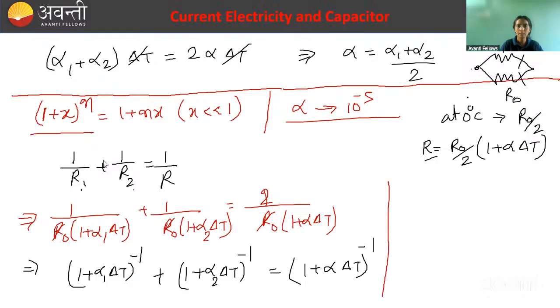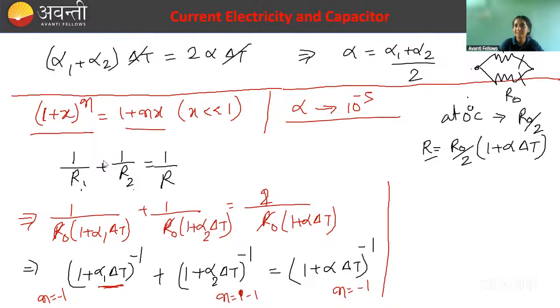That's great. Now use this. We have 1 plus x, where x is alpha 1 delta T. Delta T is small, and alpha 1 is in the range of 10 to the power -5 or -6, so it is far less than 1. So 1 plus x to the power n can be written as 1 plus nx. Here n is equal to -1, here also n is equal to -1, and here also n is equal to -1.